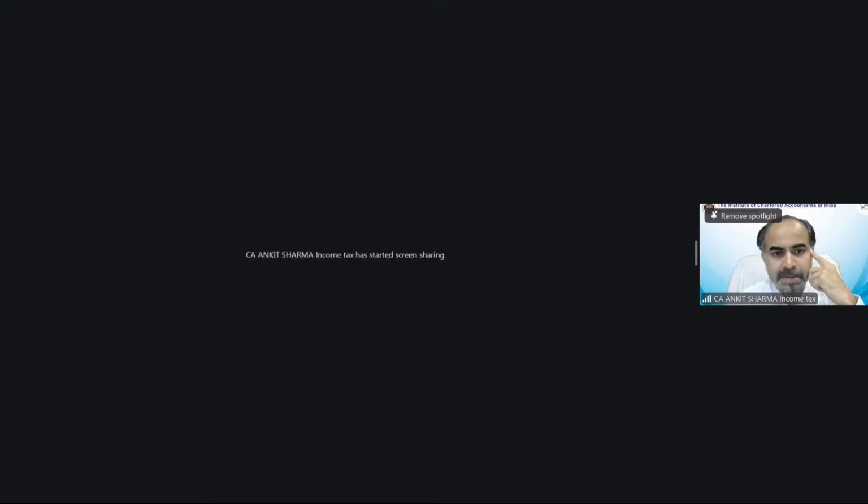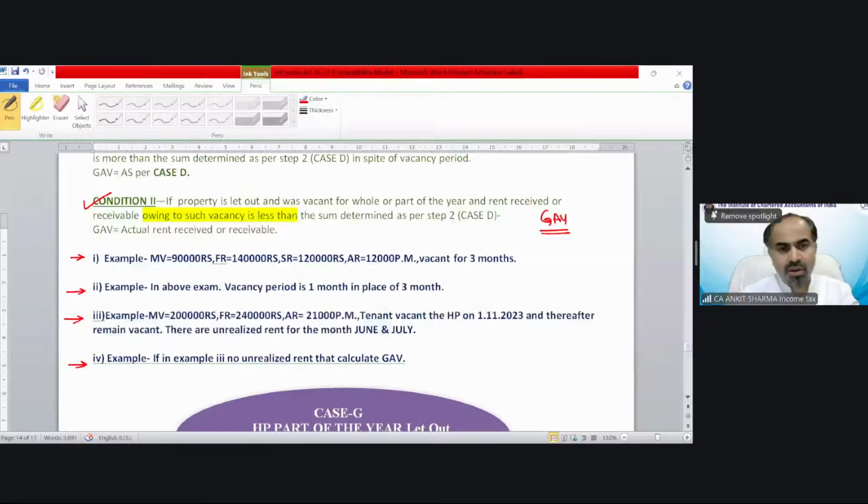Okay, the answers have been sent by Ketan. First case GAV 18. Okay, so let's discuss that. So all these four cases are of case number F, like municipal value 90,000, fair rent 140, standard rent 120, actual rent 12,000 per month, and vacancy for 3 months. So in these values, the higher is 140, between 140 and 120. So the lower would be 120.